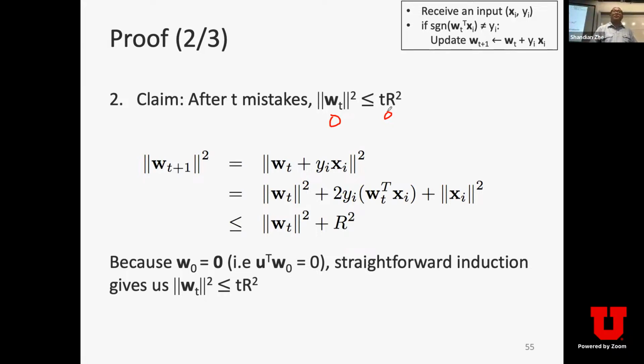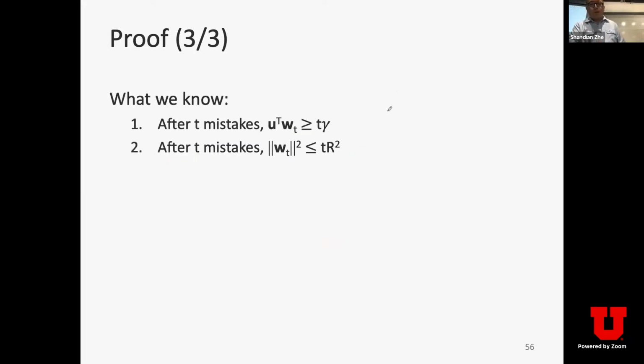So we finish step 2. Again, if you feel uncomfortable or didn't catch up, it doesn't matter. Just after class, you go through the slides again. It won't take you too much time. So after the first 2 steps, we have shown 2 inequalities. First, after T mistakes, we got U transpose WT is no less than T times gamma. After T mistakes, we got the square norm of the weight vector upper bounded by T times R squared. The third step will just link these 2 inequalities together. Then you get some upper bound of T.